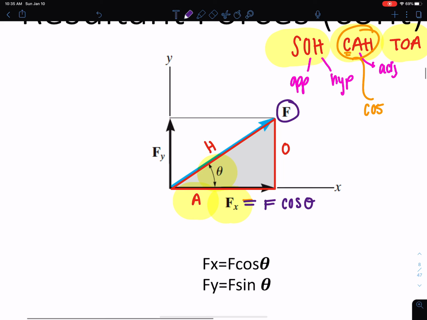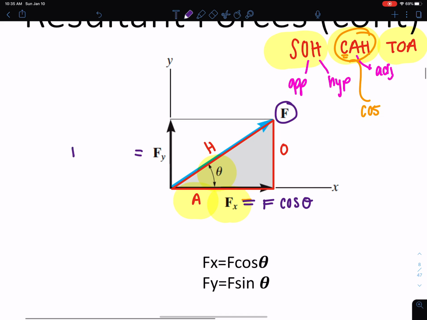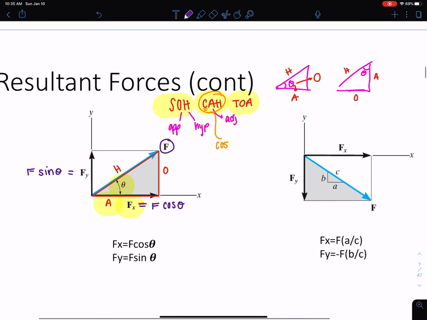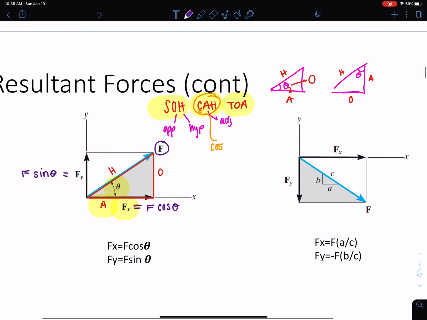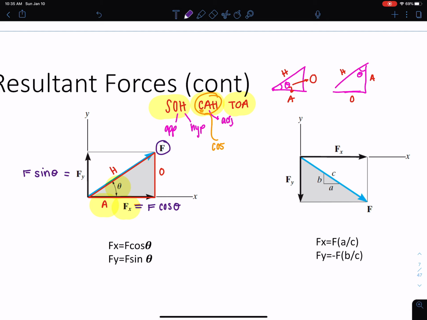My Fy is equal to F sine theta. Okay, if this was a little bit confusing, make sure you go back and review this part of trig, which helps you put any vector into components.